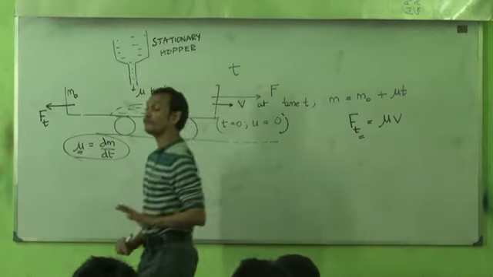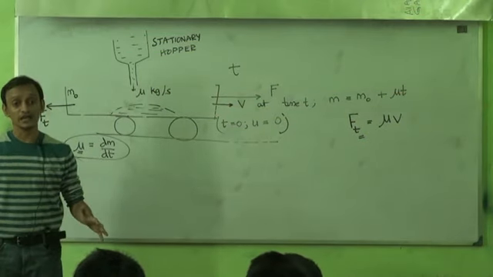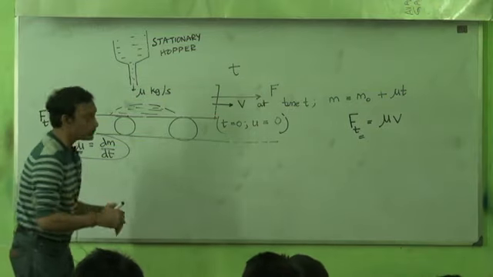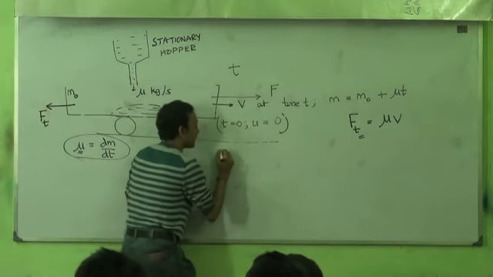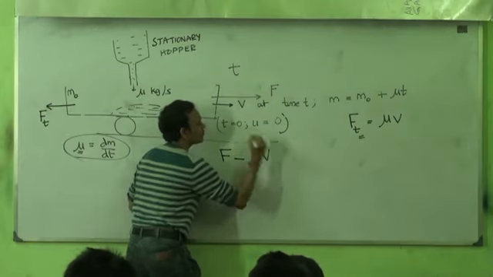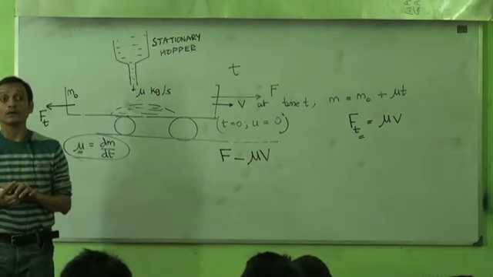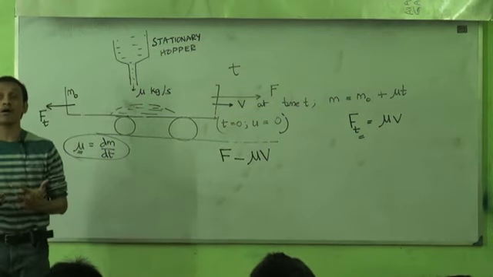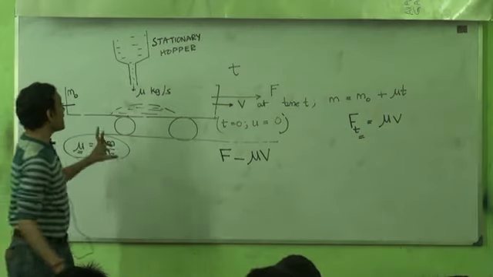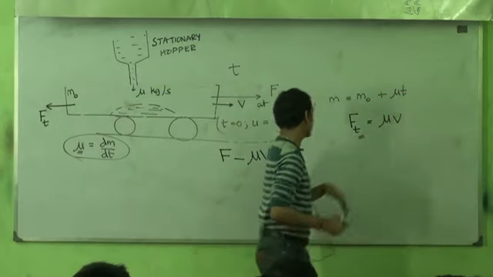The net of all forces acting on the trolley and its contents is F minus Ft, to the right. F minus Ft, which is mu into v. That, from Newton's second law, must be mass into acceleration, dv/dt. But the mass at this instant is what? M naught plus mu t.